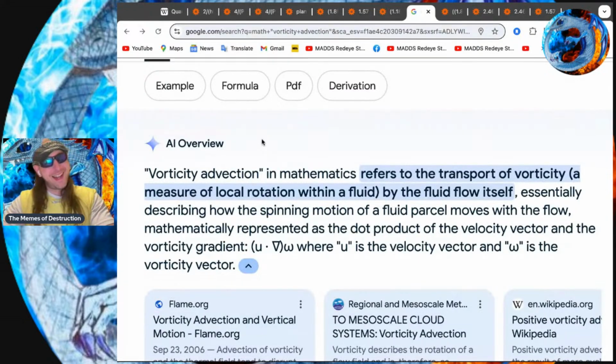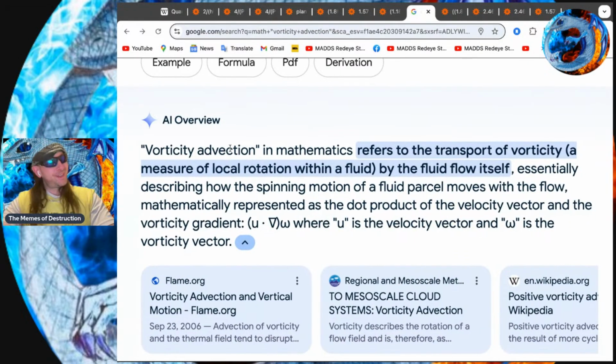Again, standard Google AI, take it for what it's worth. Vorticity advection in mathematics refers to the transport of vorticity, a measure of local rotation. Okay, so something. Yeah, fill the tub up with water, you pull the drain. Oh, it starts to spin around. Apparently these little vortexes and stuff like that seem to be very useful.